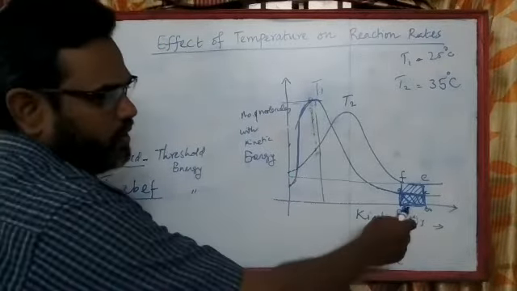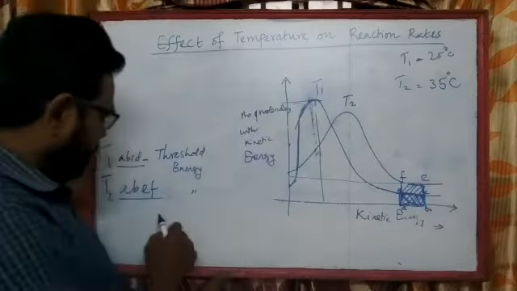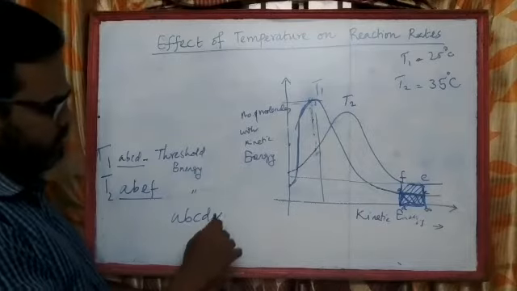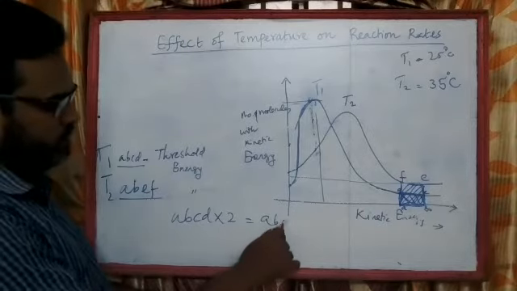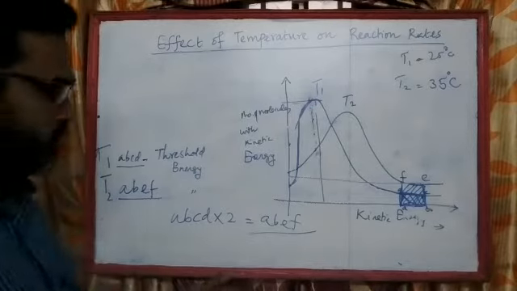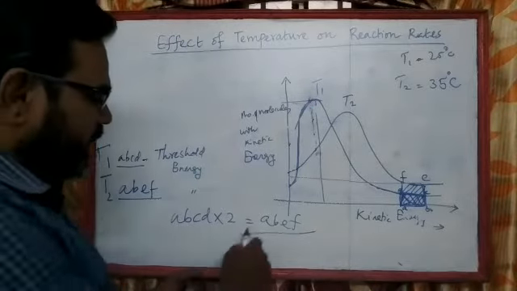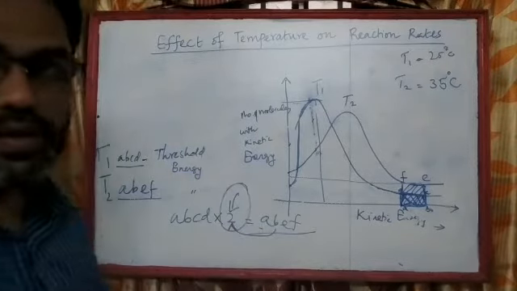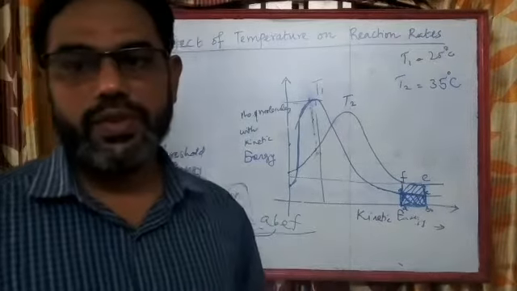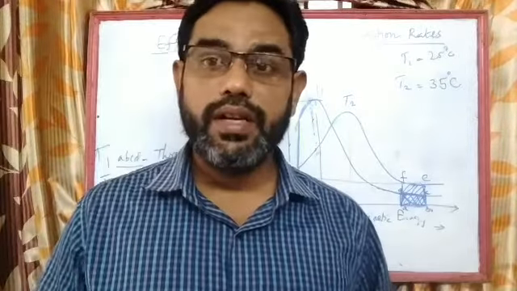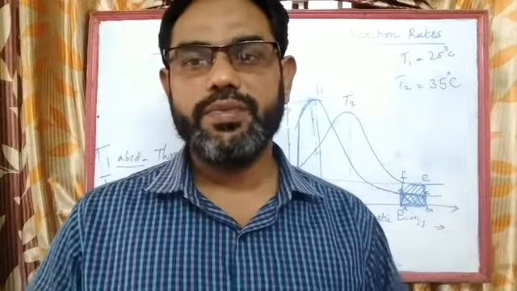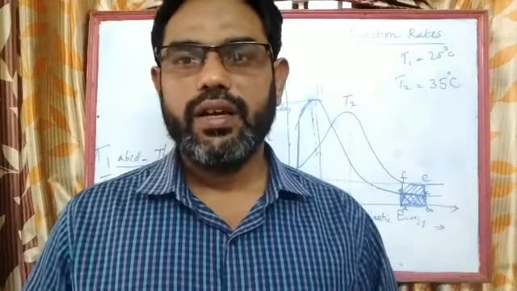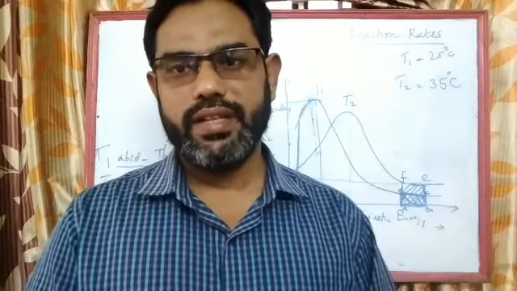So therefore, the molecules with the threshold energy increase by 2. It increases by 2. So therefore, the rate of the reaction gets doubled or tripled. So this is the explanation that we can see based on the collision theory of reaction rate.